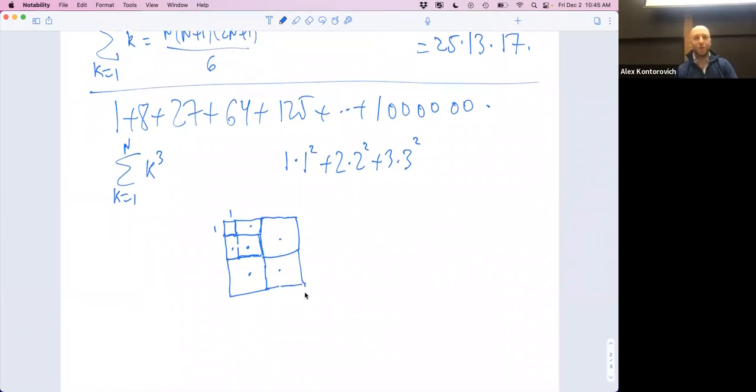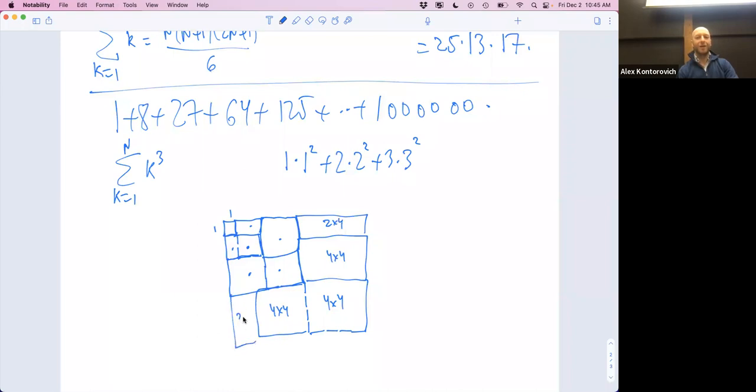How does it continue? 1, 2, 3, 4. 1, 2, 3, 4. So here's 4 by 4. This is 4 by 4. Here's 1, 2, 3, 4 by 4. Here's another 4 by 4. This is another 4 by 4. And now I have a 2 by 4, and another 2 by 4. So I have how many 4 by 4s? 1, 2, 3, and 2 halves of a 4 by 4. So that's 4 4 by 4s.